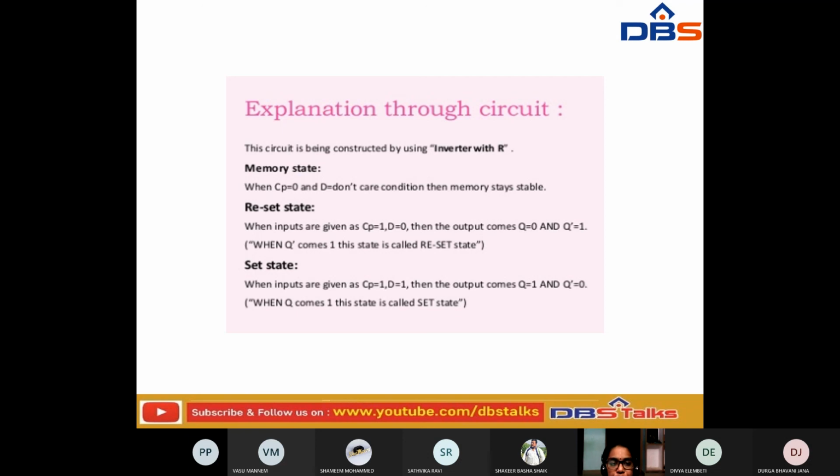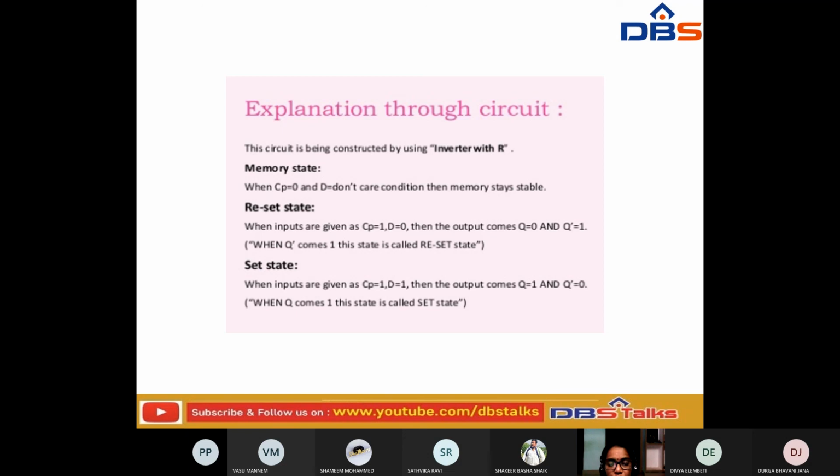Okay. Now let us see the reset state. When the inputs are given as CP is equal to 1 and D is equal to 0, then the output is Q dash is equal to 1 and Q is equal to 0. When Q becomes 0 in this state, we call that state a reset state.